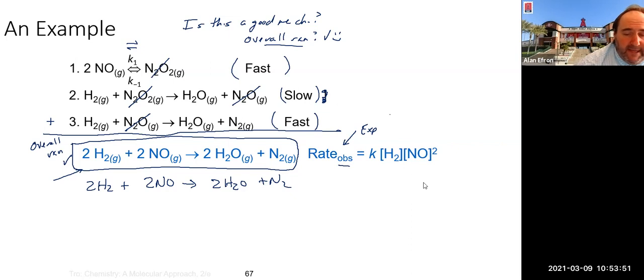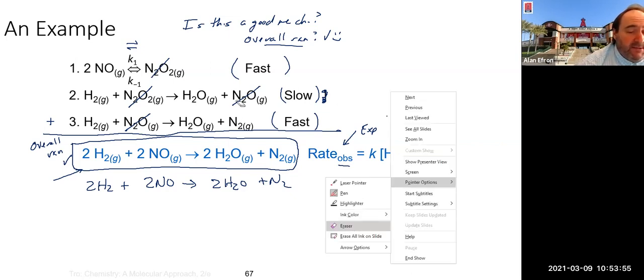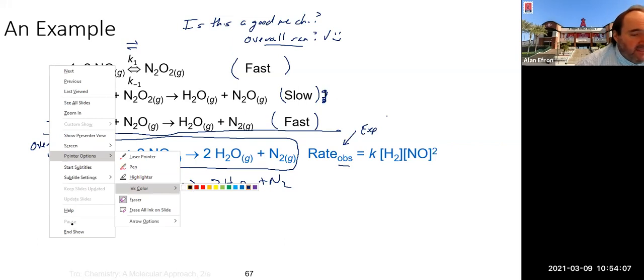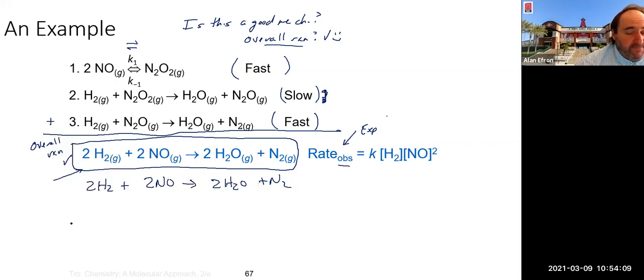Now, the other thing that we need to do to make sure that this is a good mechanism is we need to determine which one is the rate determining step in this case. And what should happen is the rate determining step should have a rate law that matches the one that was found experimentally.